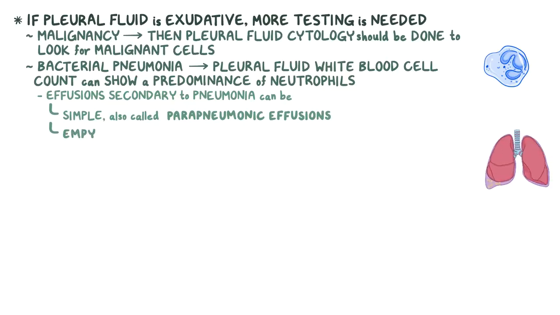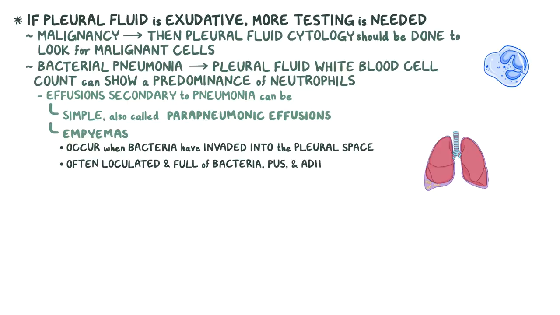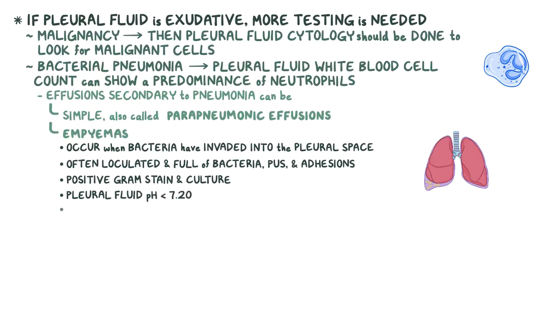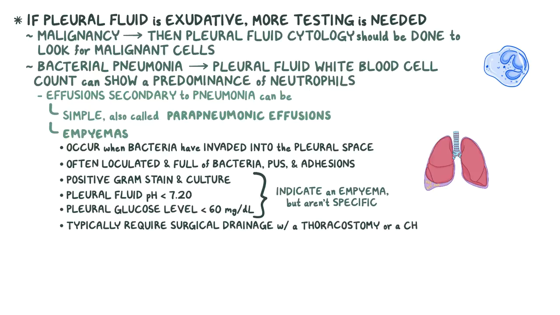On the other hand, empyemas occur when bacteria have actually invaded into the pleural space. Empyemas are often loculated and full of bacteria, pus, and adhesions. A positive gram stain and culture, a pleural fluid pH of less than 7.2, or a pleural glucose level below 60 milligrams per deciliter can also indicate an empyema, but they're not specific. Alright, now empyemas typically require surgical drainage with a thoracostomy or chest tube in addition to antibiotics.